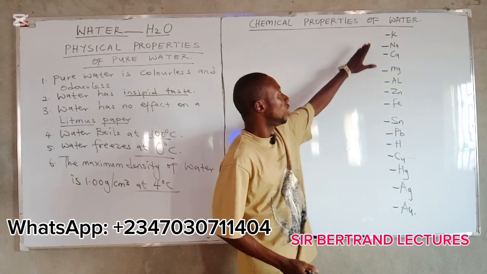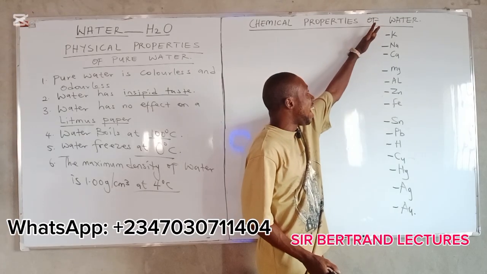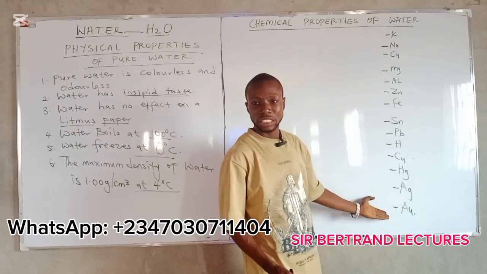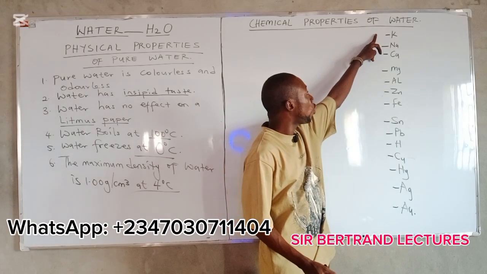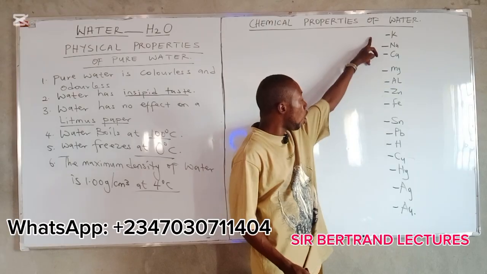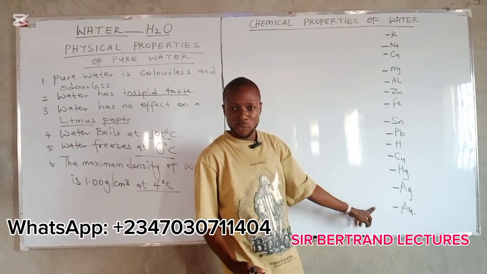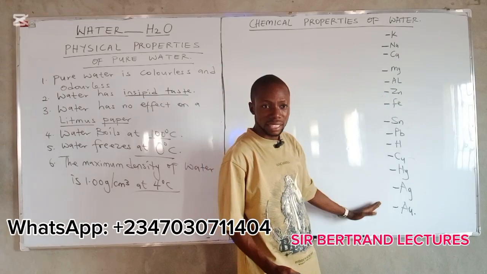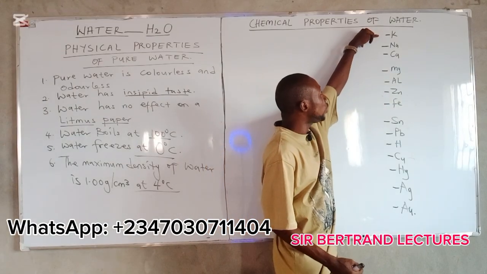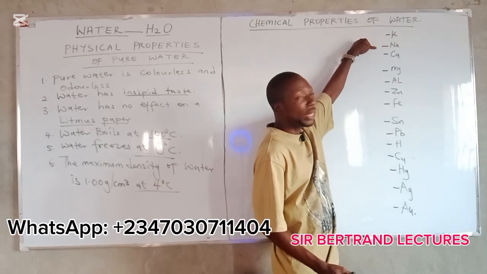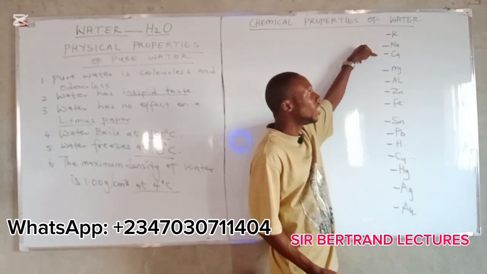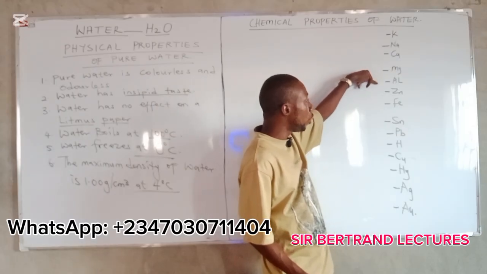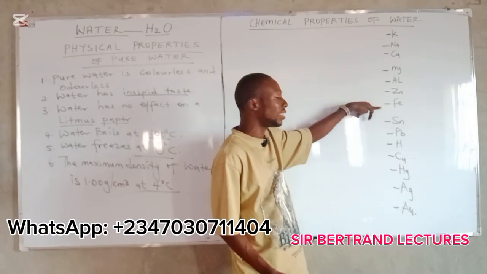The ones at the upper part are highly reactive. The ones at the lower part are non-reactive metals. As you are going down the reactivity series, from up to down, the rate of reactivity is going down. That is to say, the rate of reactivity is decreasing, meaning that potassium is more reactive than sodium, which is more reactive than calcium. And calcium is more reactive than magnesium. Magnesium is more reactive than aluminium, which is more reactive than zinc and iron.